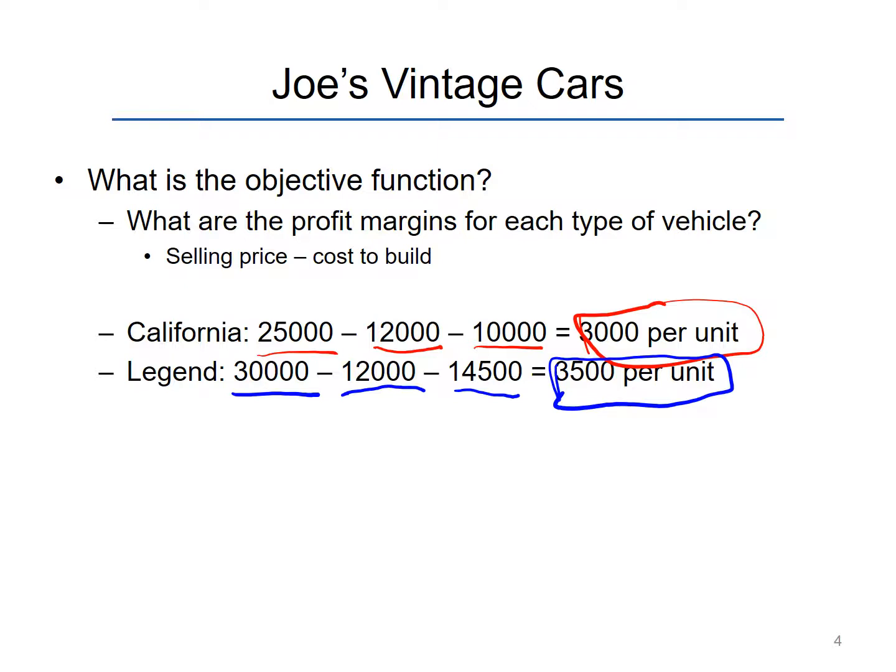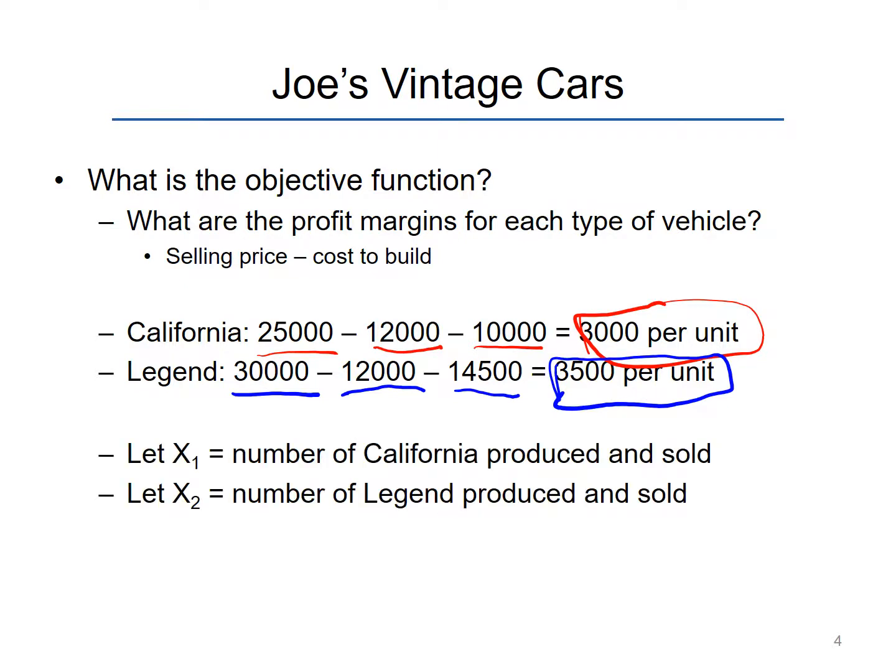There are a couple of implicit assumptions I'm making here. The first assumption is that there's enough demand for people to buy the California, so whatever Joe produces, it sells. Another assumption we're making is that the labor cost is already embedded in here. So this is excluding the labor, or you can assume that the labor costs are excluded here.